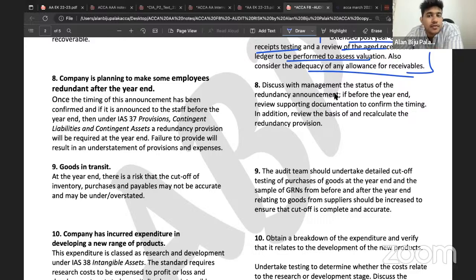Understated. Profit will be overstated. So one thing you should always pay attention to there is that you need to first of all consider whether the company have actually created a provision or they are about to create. So if they have already created the provision, then the response should be that the auditor should discuss with the management about the rationale on the basis of which they have created the amount of provision to consider whether it is reasonable.